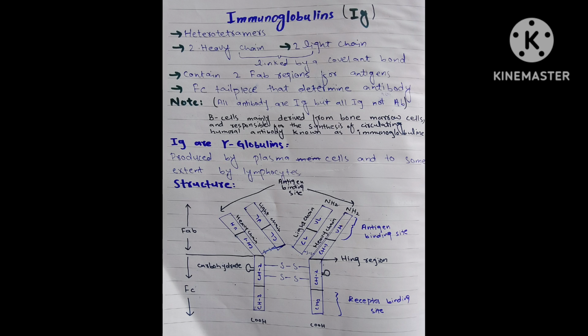Immunoglobulins are also called gamma globulins, produced by our plasma cells and to some extent by our lymphocytes. Lymphocytes include B lymphocytes, which mainly play a role in the production of immunoglobulins. B cells are mainly derived from bone marrow and are responsible for the synthesis of the circulatory humoral antibodies, which are known as immunoglobulins.